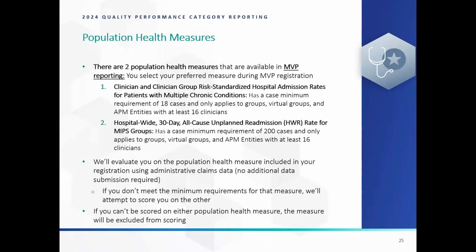I'm going to discuss population health measures. There are 2 population health measures that are available in MVPs. You must select your preferred measure during MVP registration. So the population health measures include the clinician and clinician group risk standardized hospital admission rates for patients with multiple chronic conditions, and hospital-wide 30-day all-cause unplanned readmission rates for MIPS groups. CMS evaluates you on the population health measures included in your registration using administrative claims data. If you don't meet the minimum requirements for that measure, we'll attempt to score you on the other population health measure that's available. If you can't be scored on either population health measure, the measures will be excluded from scoring. Next slide, please.